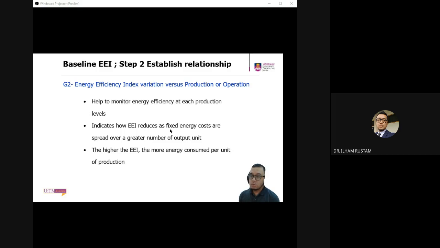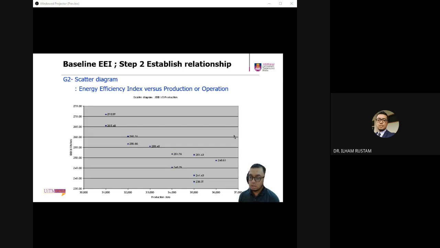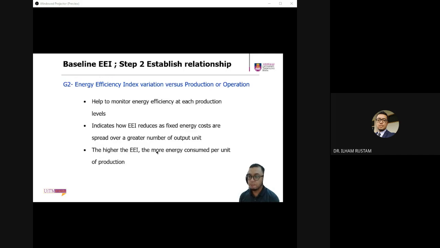Indicates how EI reduce as fixed energy costs are spread. That means kat sini, this assumption here is that the energy being used is constant throughout these production values. That means in 31,000, it also uses 100 kilowatt hours. 35,000 pun menggunakan 100 kilowatt hours. Then this valid lah. This data is valid.